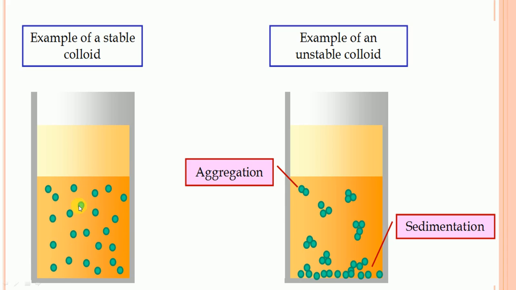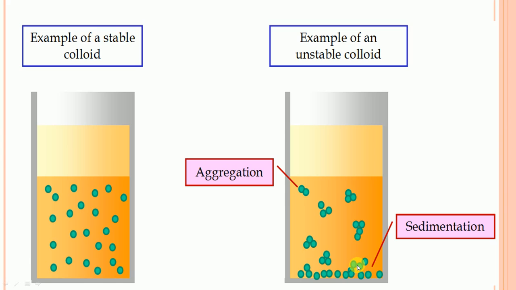So there is no fluctuation among these colloids. And this is the example of an unstable colloid, where the particles are aggregated and stuck with one another, and the particles settle down. So you can see sedimentation of these particles occur. This is the classical example of an unstable colloid which doesn't maintain its equilibrium.